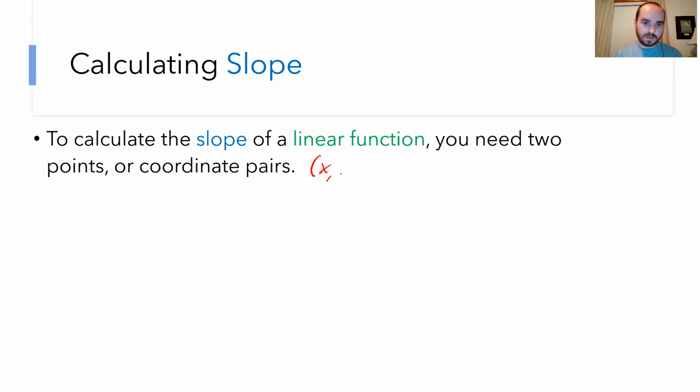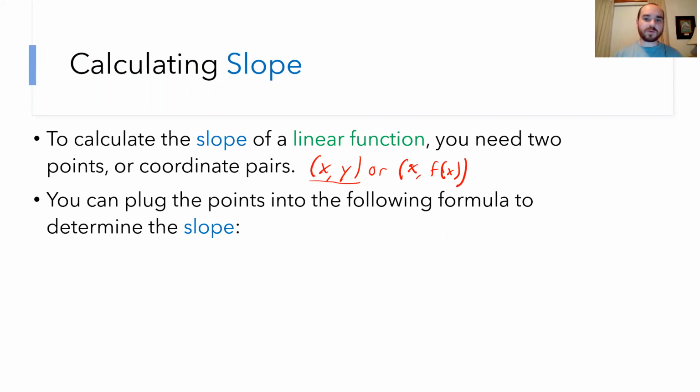They're written as x comma y. Or in function notation, you can think of it as x comma f of x, but generally students find this one to be a little bit more simple to use. So you can plug the points into the following formula to determine the slope. And that formula is m equals y2 minus y1 over x2 minus x1.